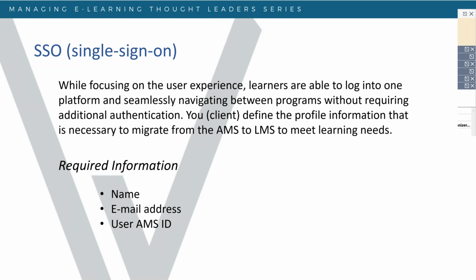Now, during the SSO process, we're also transferring data from the AMS to the LMS. Now, whenever we are doing an integration, there is some required information that we ask for whenever doing that SSO process. The name for the user, their email address, and then the user's AMS ID. That AMS ID is the connector between the 2 systems, and that allows us to marry up the user profile from the AMS to the user profile on the LMS.